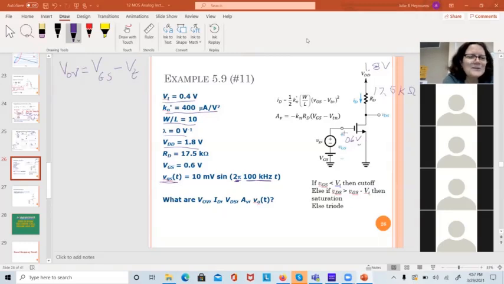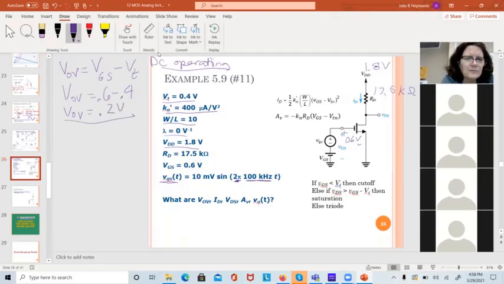Okay. So the VOV is, we're doing the DC operating point here. I'm not thinking about what's going on with the AC. So I just use the DC value of VGS. It's 0.6 minus 0.4. So my VOV is 0.2 volts. That's pretty straightforward. That's as straightforward as it gets.